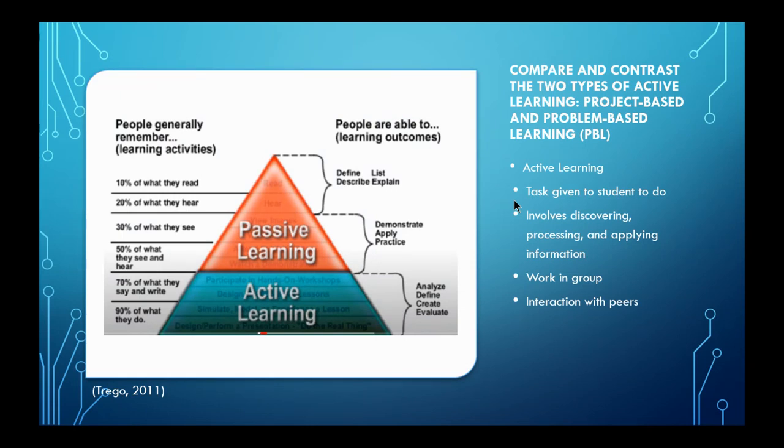Active learning is usually a task given to a student. It involves discovery, processing, and applying information. They work in groups and with their peers. McTighe shows that students remember 90% of what they do, but they only remember 10 to 20% of what they read and hear. It only makes sense that we want more students to be doing active learning.